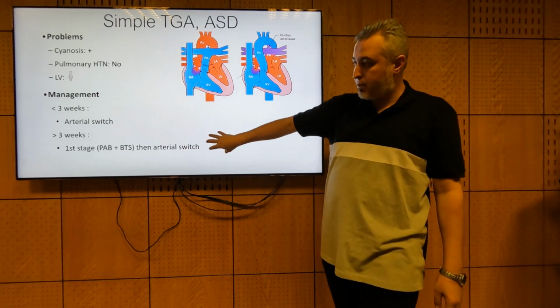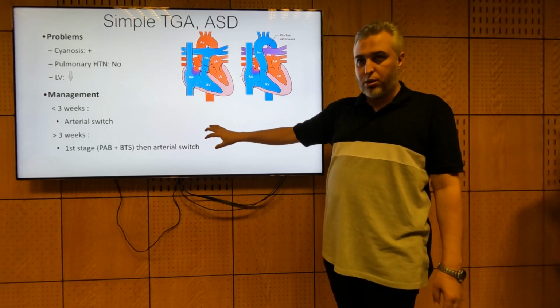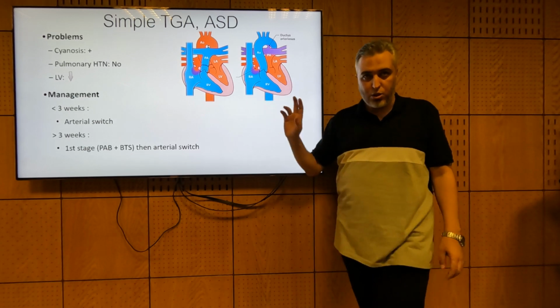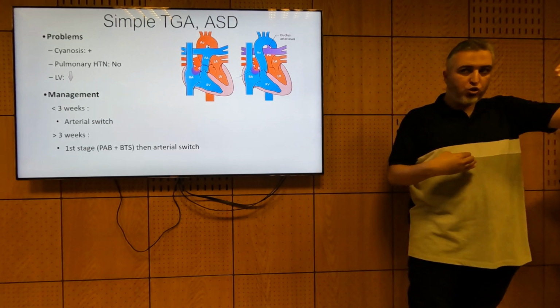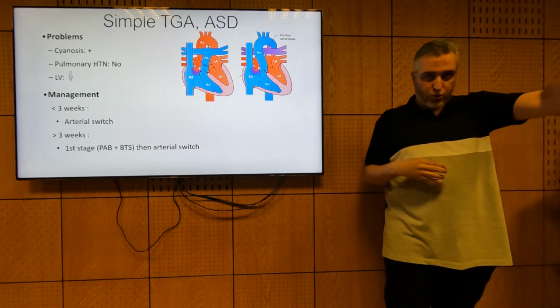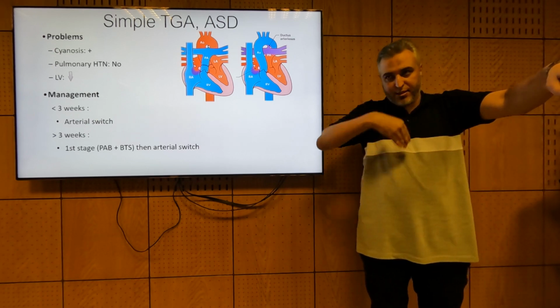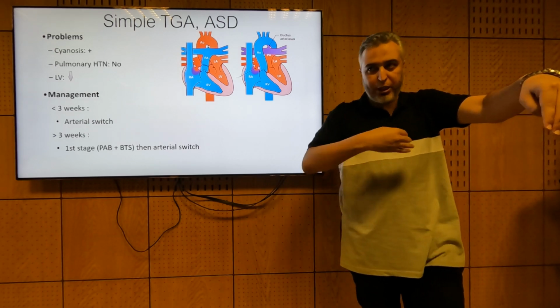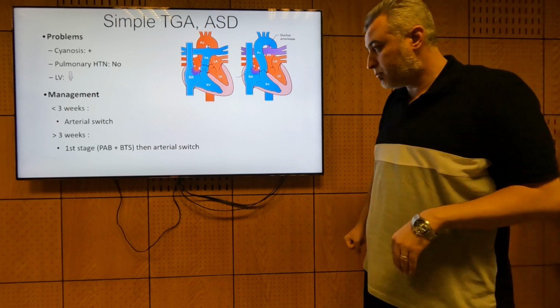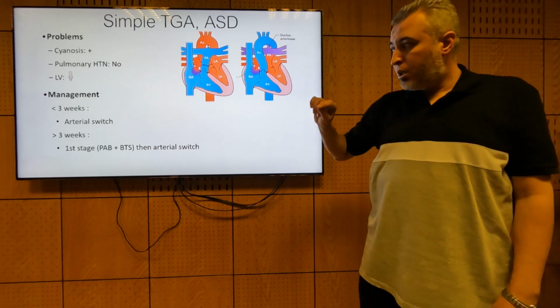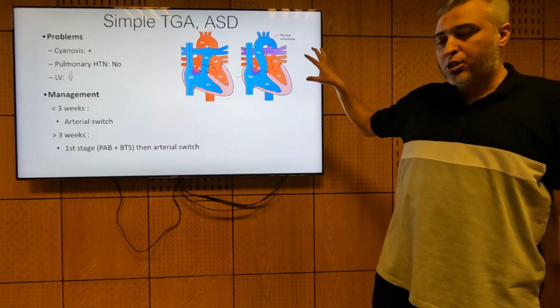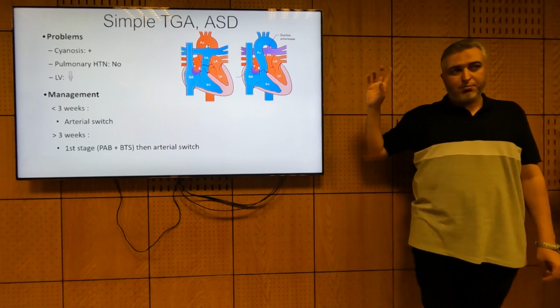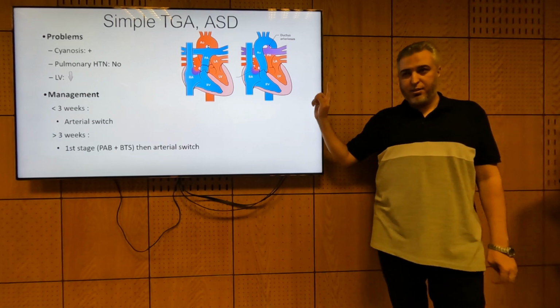And that's why we call that two-stage switch strategy. So we aim to reach the arterial switch operation, but then we need a first stage to prepare that ventricle to be able to tolerate that. How does the physiology of the patient improve after the first stage?